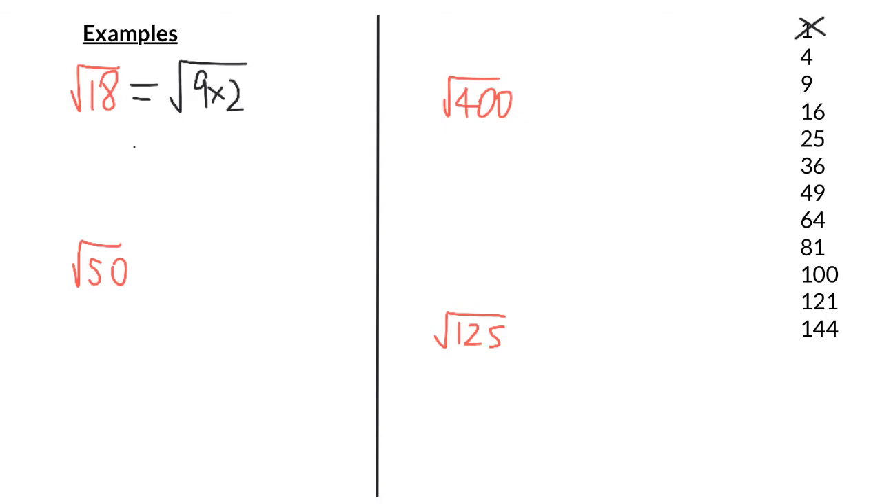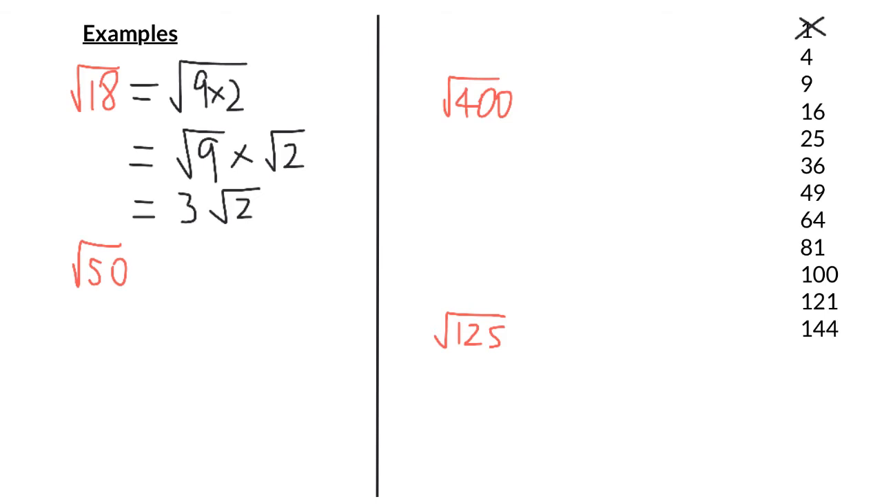So that becomes root 9. Now I can split this up using my fractional index, that I don't need to write, but that's the property I'm using, which becomes 3 times root 2, or 3 root 2, a simpler version of the square root of 18. Go put root 18 into your calculator, or 3 times root 2, you get the same thing.